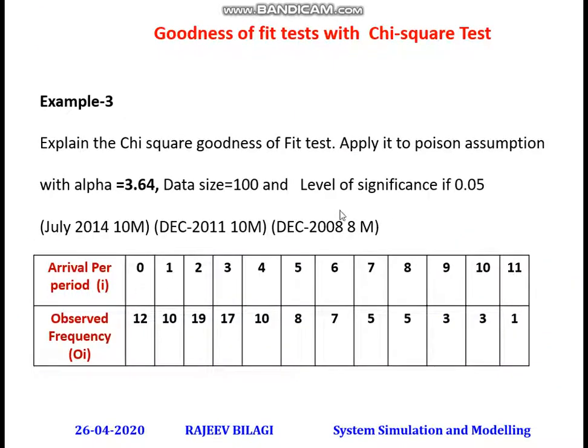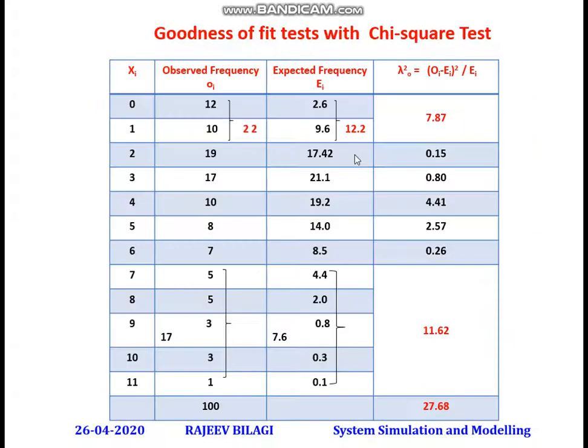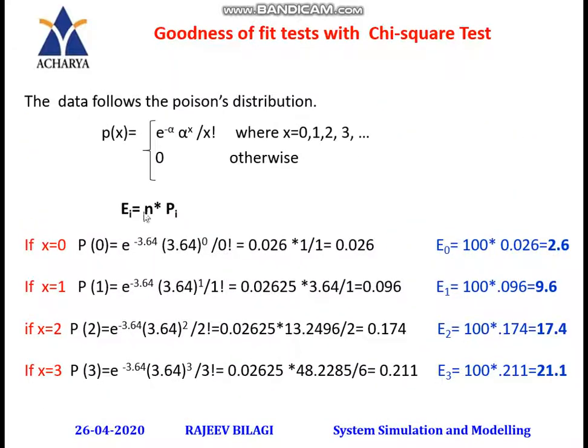First, the data is under Poisson's assumption, so you cannot directly apply the oi minus ei formula. The first step is to find the Poisson's distribution. As we know, Poisson's distribution is P of x equal to e to the power of minus alpha into alpha to the power of x divided by x factorial, where x equals 0, 1, 2, 3, and ei equals n into pi.